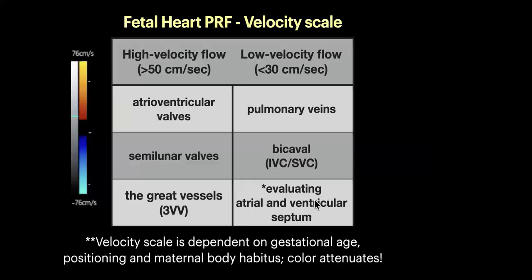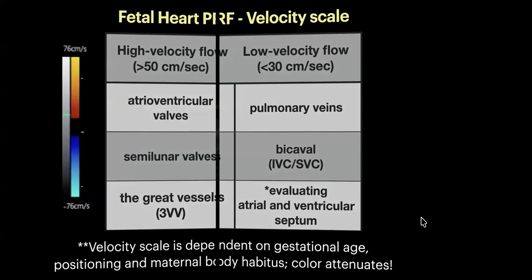You have to keep in mind this is not a set number. A velocity scale is dependent on your gestational age. As the fetus is further along, advancing in gestational age, the grayscale attenuates, and color is going to do the same thing, so you may have to drop it lower than you do. It also depends on positioning and maternal body habitus, because color attenuates, as I've mentioned. So keep that in mind.